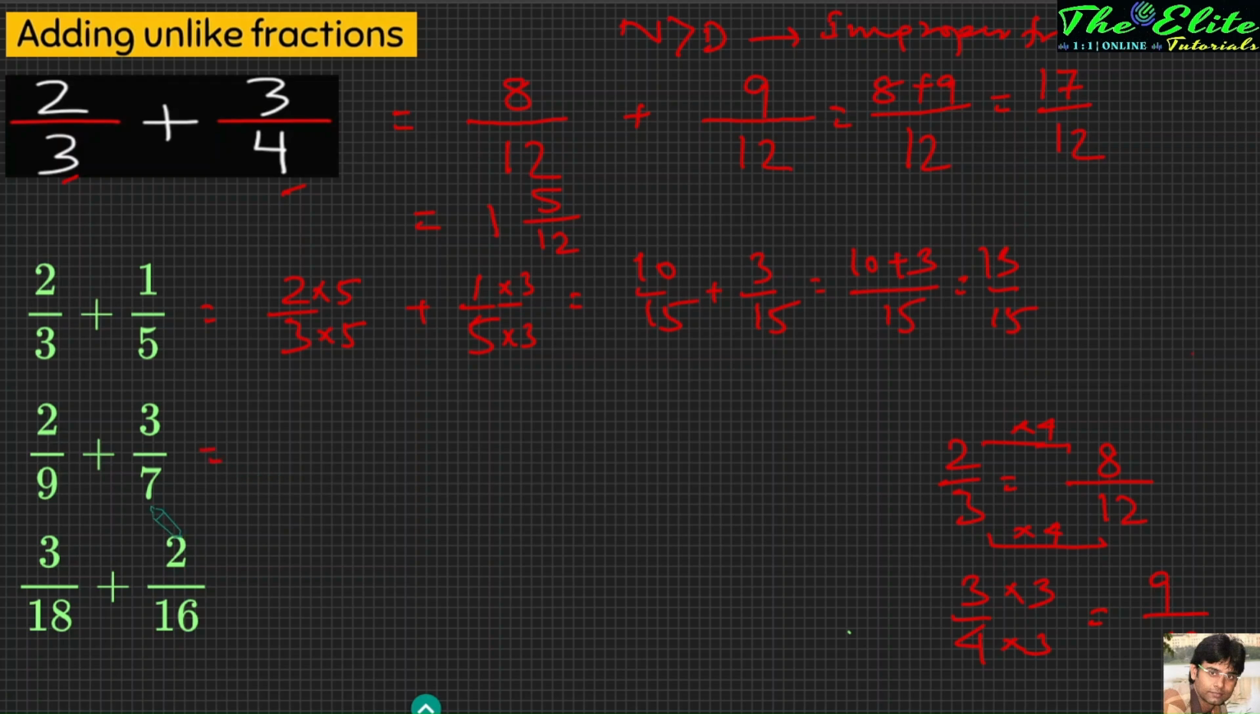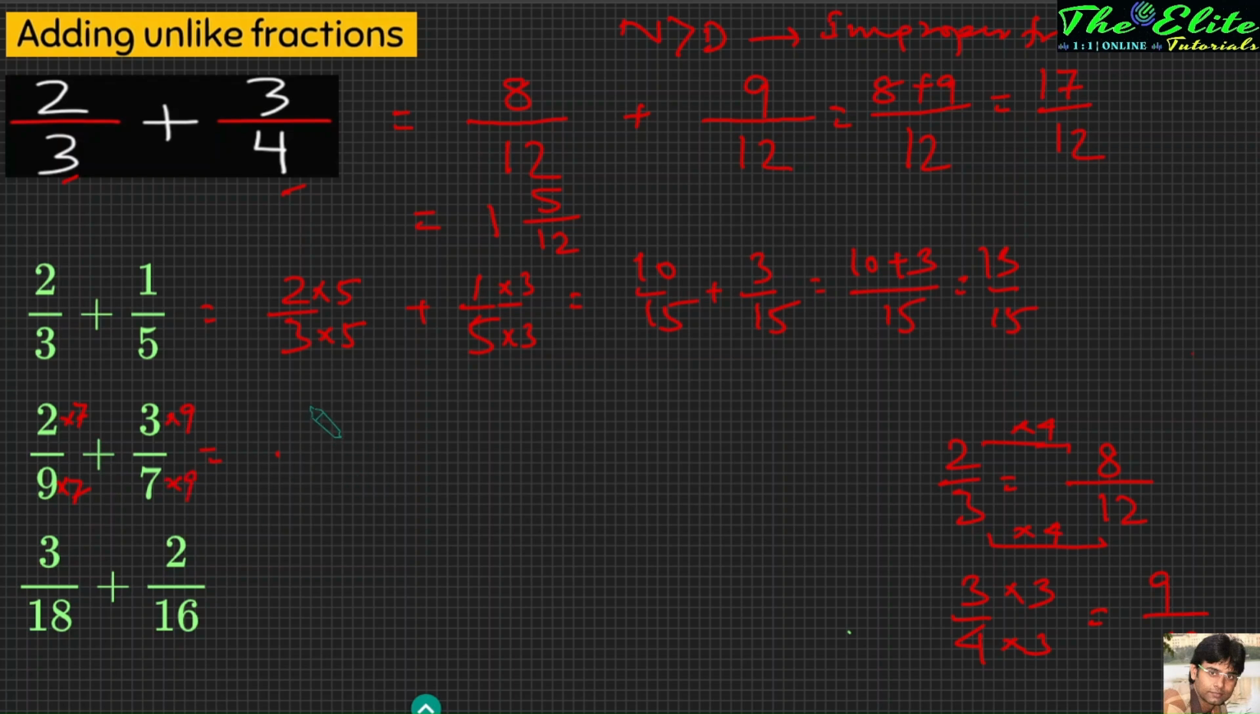Here also 9 and 7 have no common factor in between, so simply we will multiply and get the LCM. 9 times 7 is 63. It means if it is getting multiplied, we will multiply this by 7 to make it 63, so 2 by 9 becomes 14 over 63. Here we have seen that we will multiply by 9.